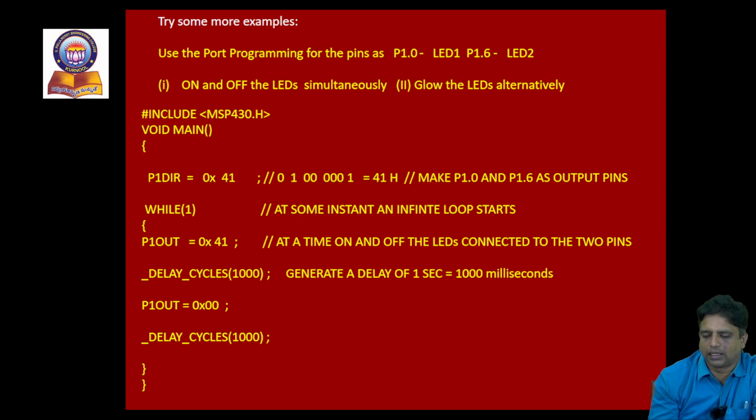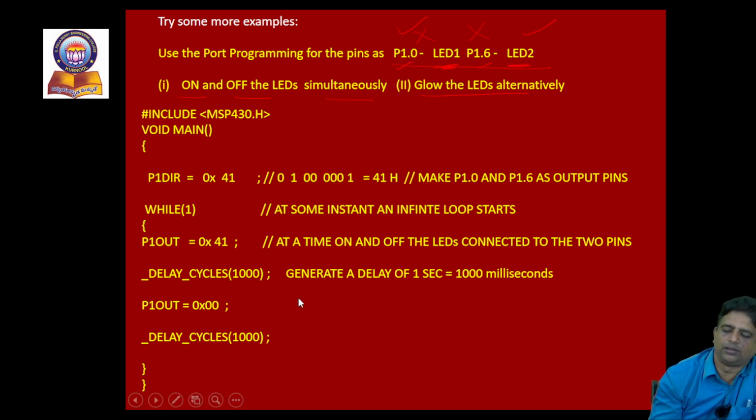Additionally, we are giving some more enhancement to the example: let us not operate only one LED, let us operate two LEDs. One LED is connected to P1.0, the other LED is connected to P1.6. Now we want some patterns, like both LEDs should be on and off simultaneously. Another pattern we would like to have is that the two LEDs should glow alternately, saying like when one is on, the other should be off, and when it is off, the other should be on. So how to frame a simple program?